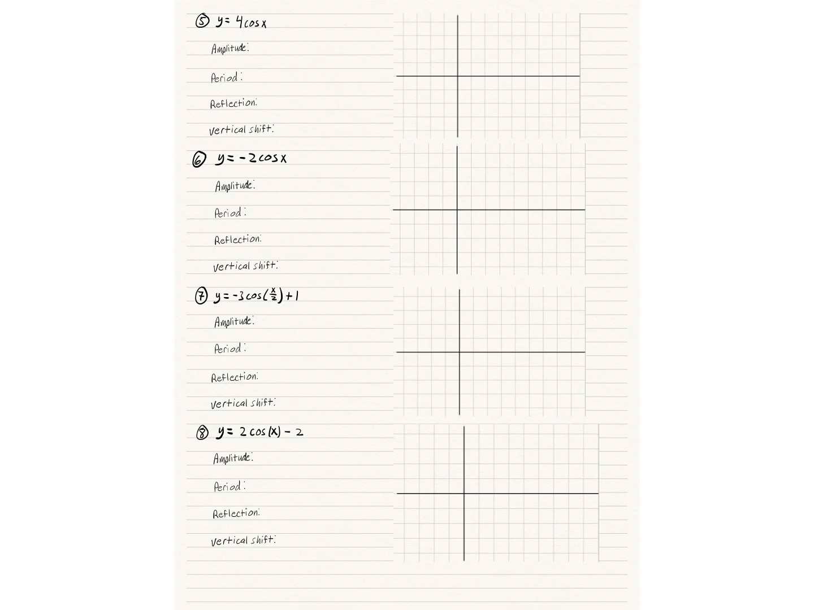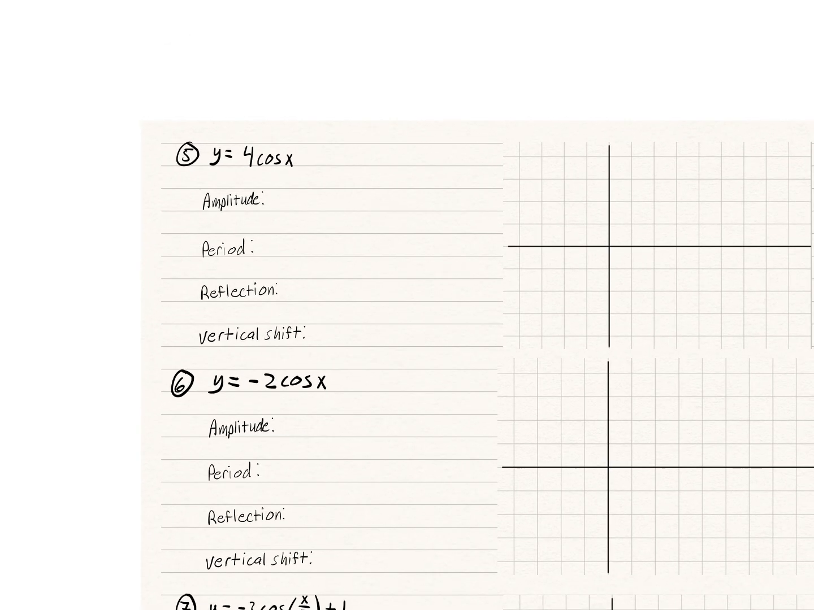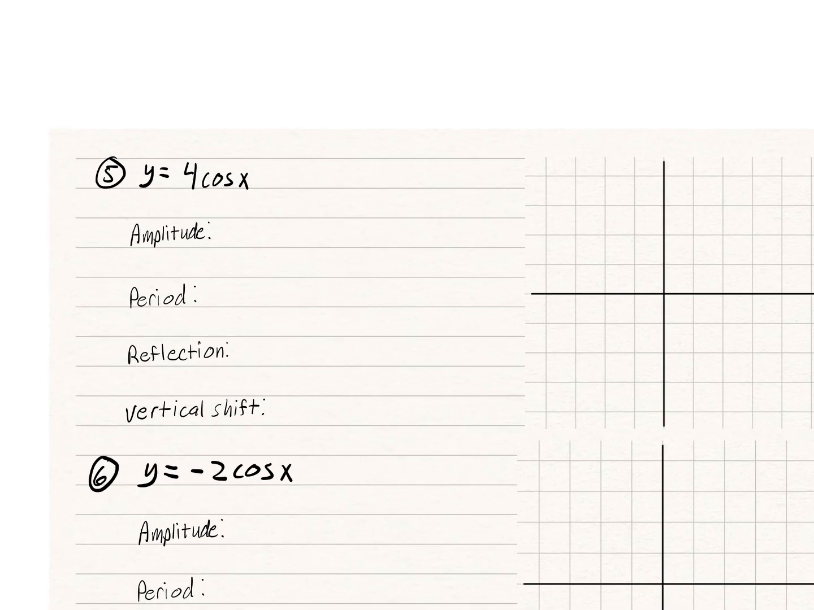All right, let's continue. On this page, we have cosine curves. All right, so this first one, all the information that we're looking for is going to be exactly the same as we did for sine, right? So amplitude is going to be 4, whatever's in front of our cosine function. Our period is going to be 2 pi over whatever's inside of the cosine function with the x. 2 pi over 1, which is just 2 pi. I don't see a negative, so there's no reflection and there's no vertical shift.